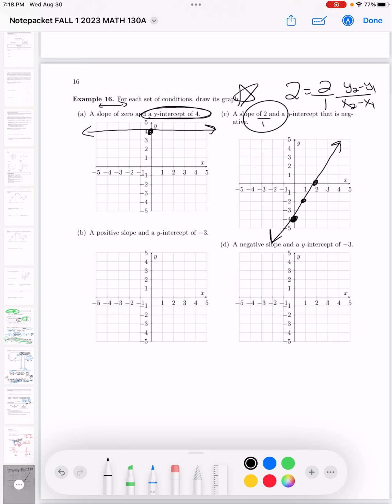All right, I want you to pause the video and try B and D. So try to finish out this page. You can choose whichever slope you want to as long as it's positive or negative. So go ahead and hit pause and give this a shot.